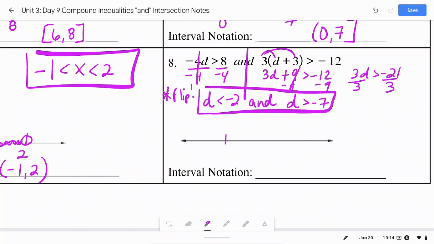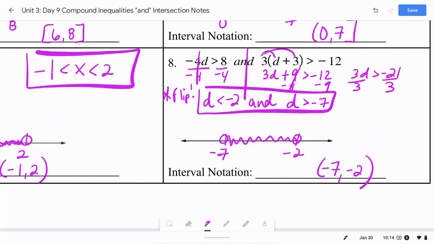So on a number line, negative 7 has to come first and then negative 2. They're both going to be open circles, and then you're going to shade in between. So the interval notation would be parenthesis negative 7, comma negative 2 with a parenthesis.